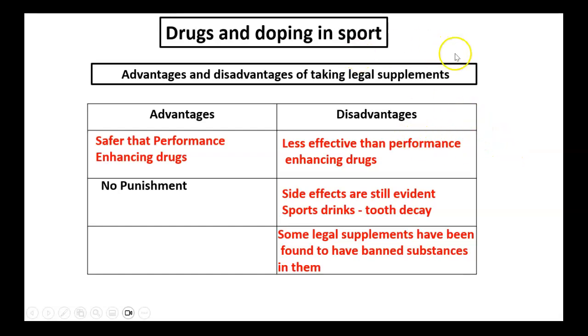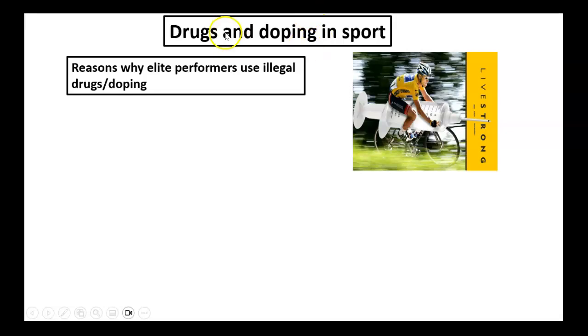So going on from here then, our next focus needs to be onto this. Now we know what the difference between legal and illegal supplements is, we now need to consider what the reasons are as to why elite performers use illegal drugs or dope. Okay, so we'll have a look at this now.